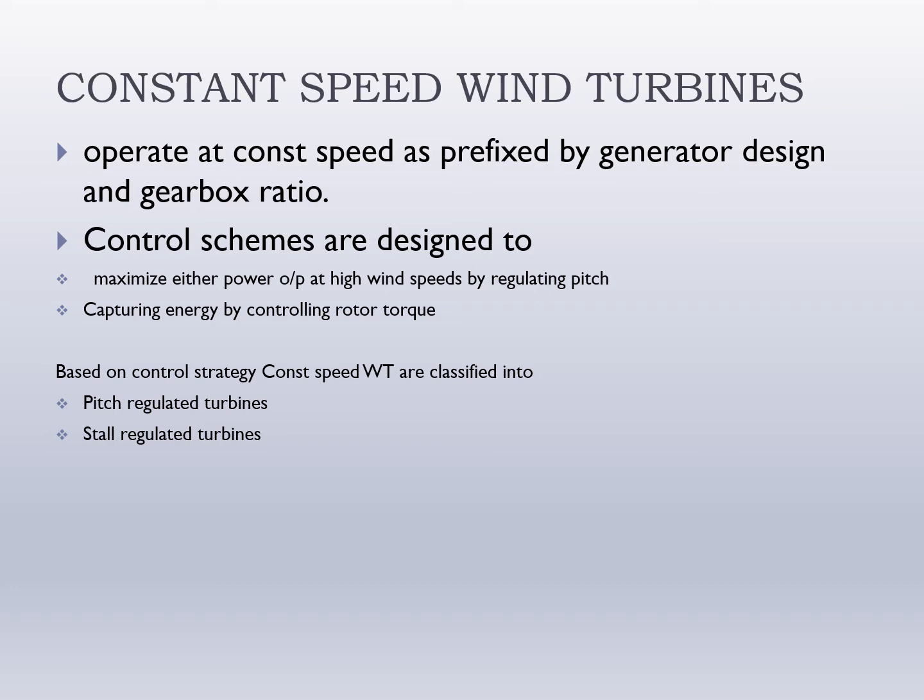And these constant speed wind turbines operate approximately at constant speed as prefixed by the generator design and gearbox ratio. The control schemes are usually designed to maximize either the power output at higher wind speed by regulating the pitch angle, or capturing energy by controlling the rotor torque. Based on the control strategy employed, constant speed wind turbines are again subdivided into pitch regulated turbines and stall regulated turbines.